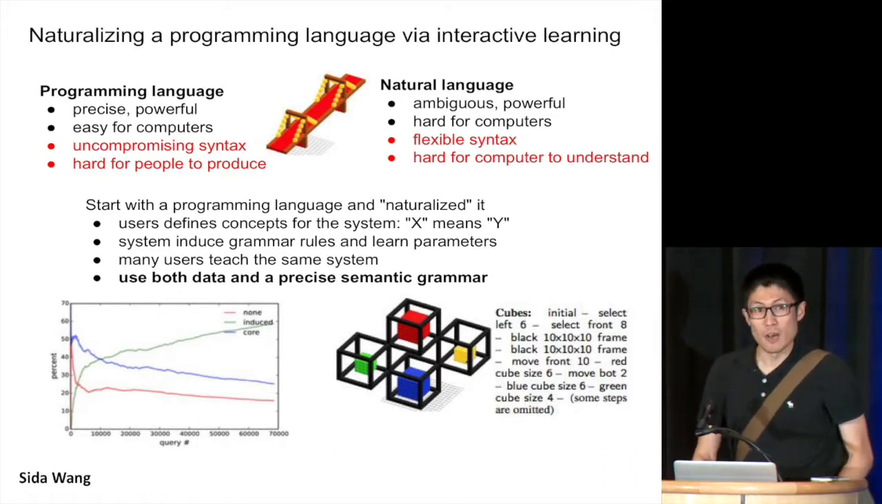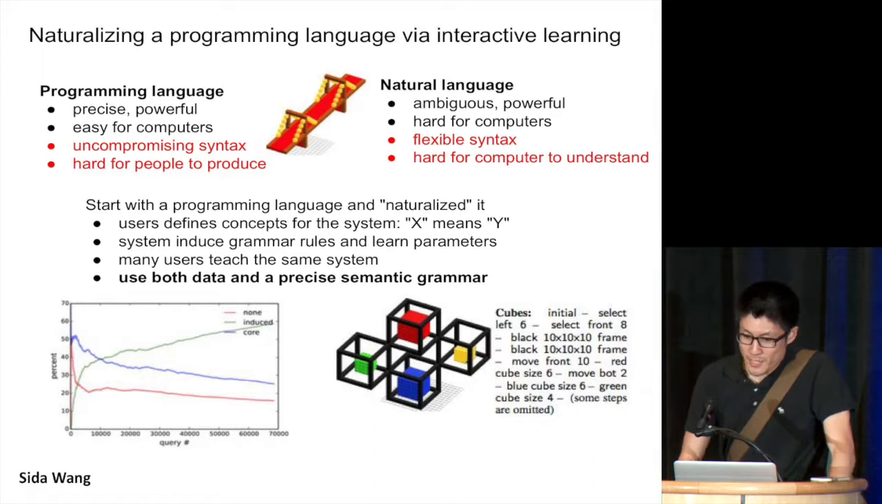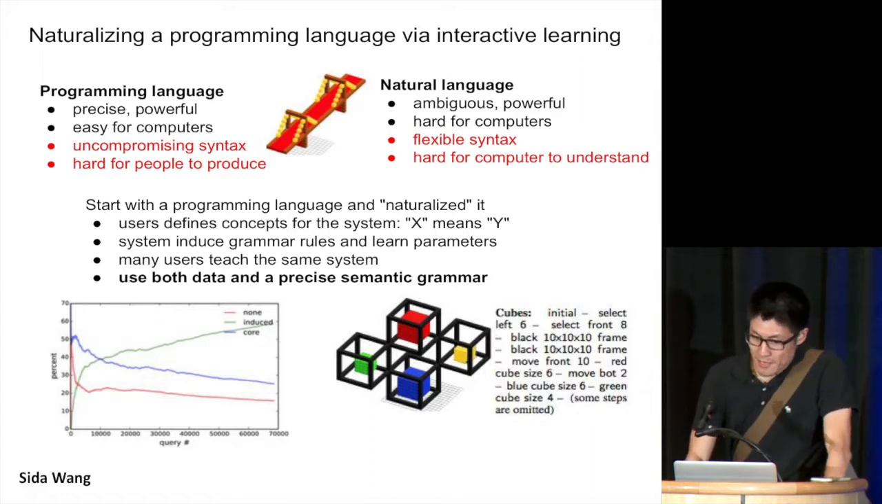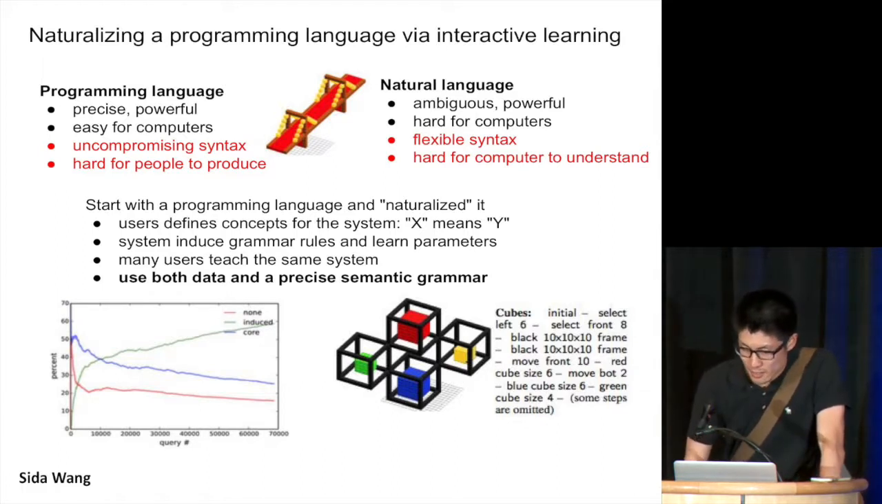Hi. So we want to bridge the gap between programming languages and natural language. Programming language is precise and easy for computers to understand, but because it has an uncompromising syntax, it is hard for people to produce. On the other hand, natural language is ambiguous and therefore easy for people to produce, but because it has such a flexible syntax, it's hard for computers to understand.